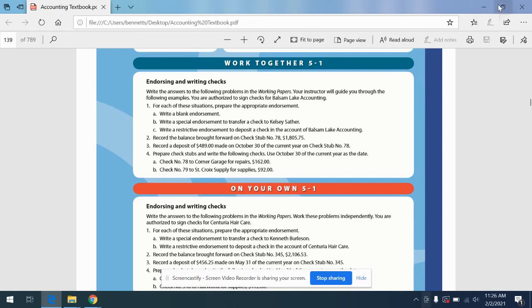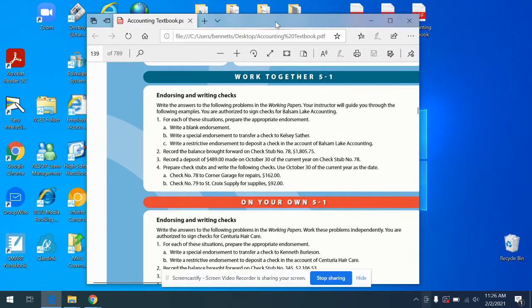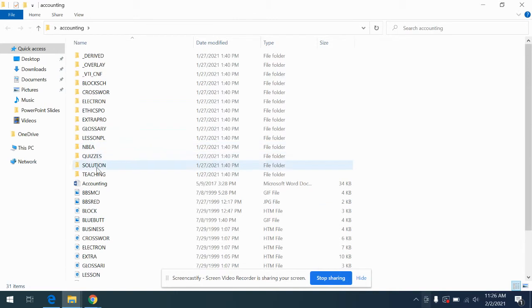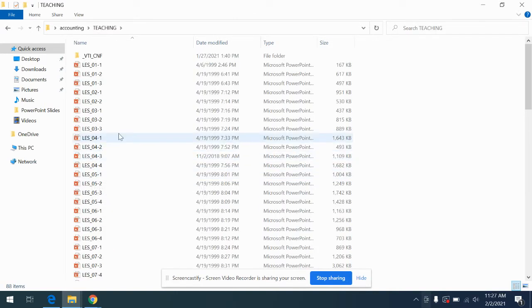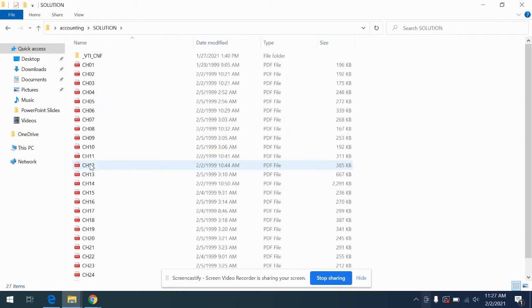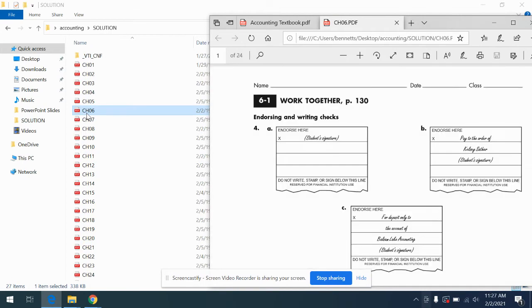Okay. So we have that. And I'm going to go in here to my handy dandy accounting folder under teaching, and I'm going to, oh, darn it, under solutions. And I'm going to go into chapter, I know it's chapter 5. Yes.